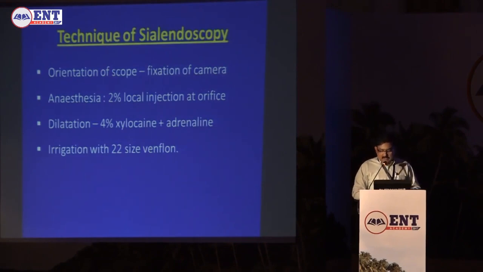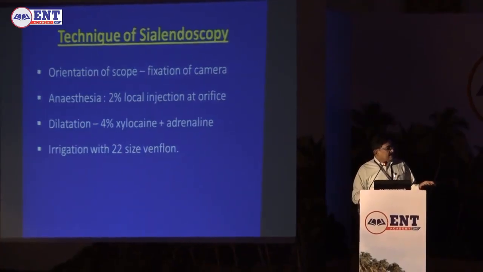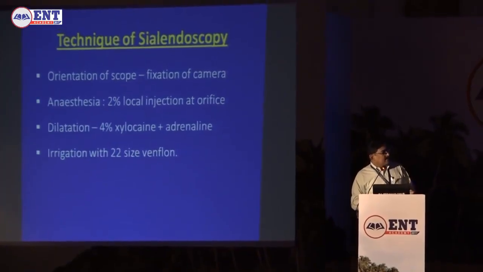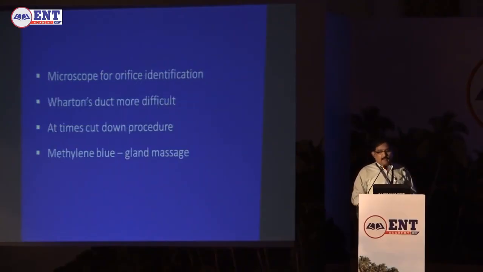Now, I told you about the sialendoscopy technique. Basically, it is done under local anesthesia, and this is the solution we use. We irrigate with a 22 size Venflon into the duct. We don't inject as a matter of routine. Sometimes, in difficult patients, we may inject, but not as a matter of routine. I told you already, the microscope makes it easier to find the duct.